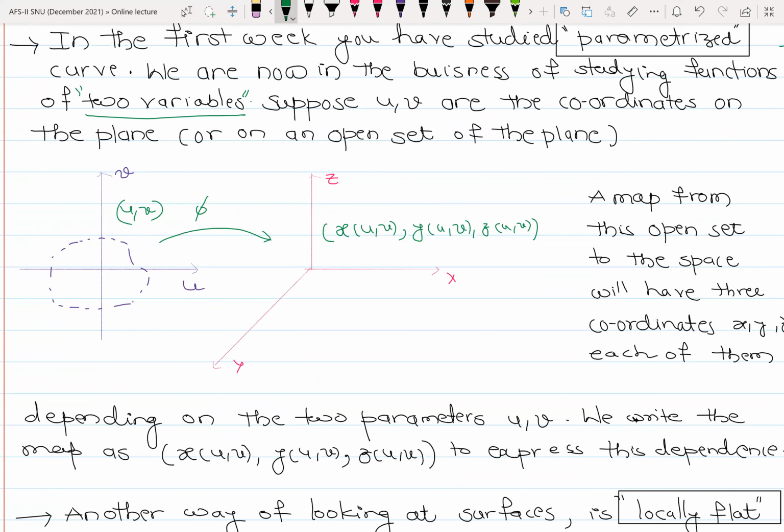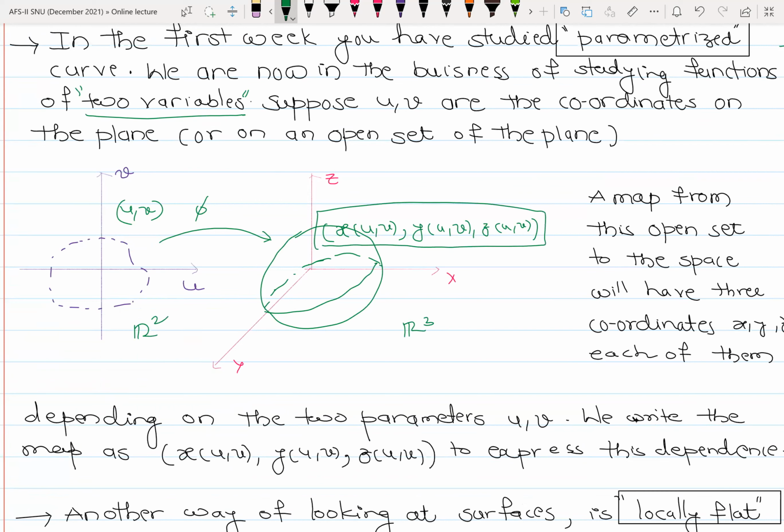So if I have a set inside R3, suppose for instance, I have this sphere inside R3, what I have to do is give a map, phi, from an open subset inside R2 to an open set inside R3, and that will look precisely like this. Each of these three variables x, y, and z will be dependent upon u and v. Okay, so that is called a parameterization. We will make it more precise later on.